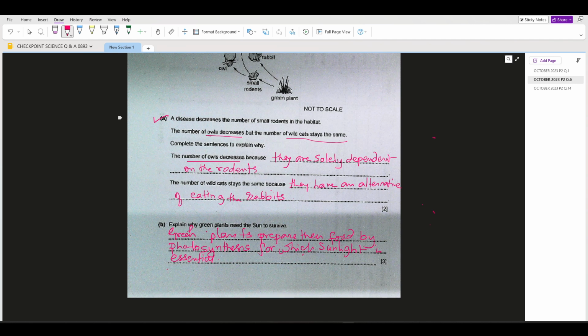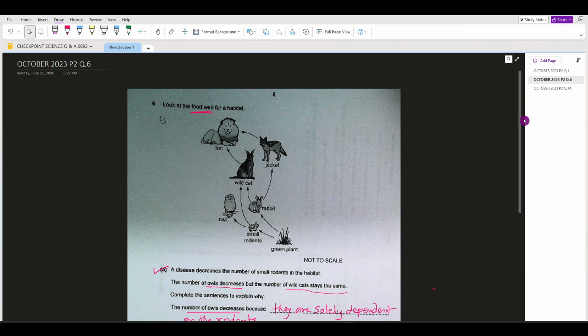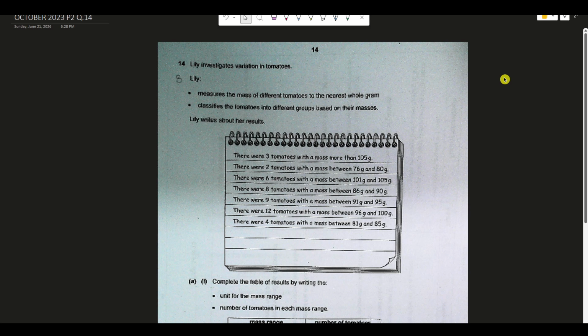Right? So that's enough, and let us move on to one more question. This was question number 6. Now let us move on to this question. This is question number 14 from the same paper.